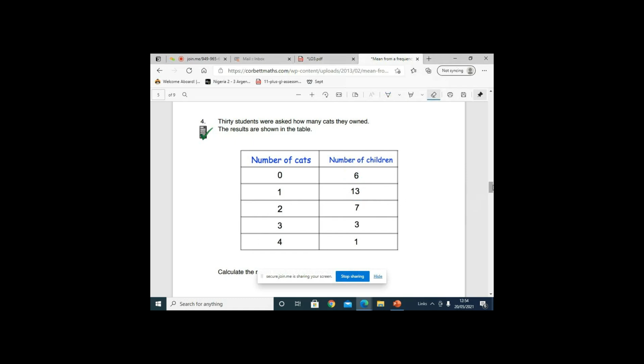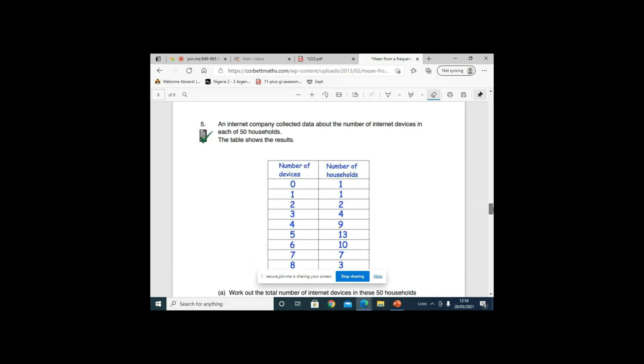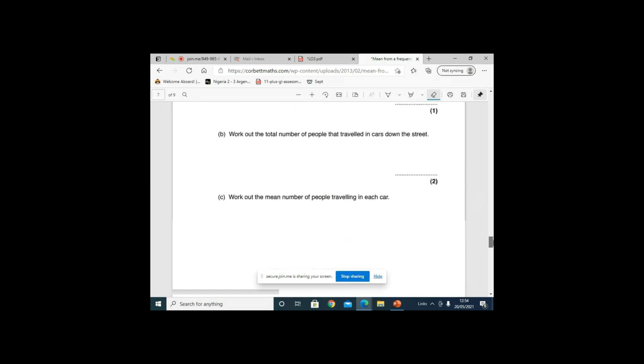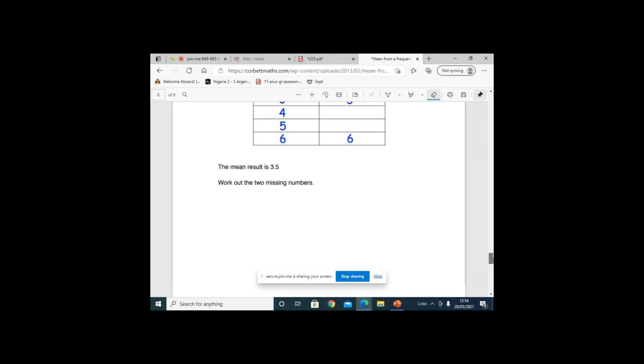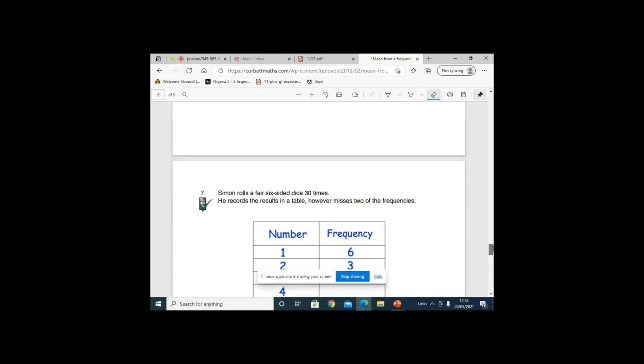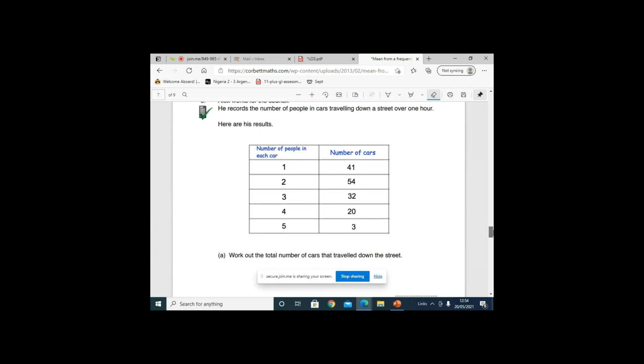You can do the other ones, you are confident with it. I just wanted to try the mean once more. I want to try another one. Can you try this one?